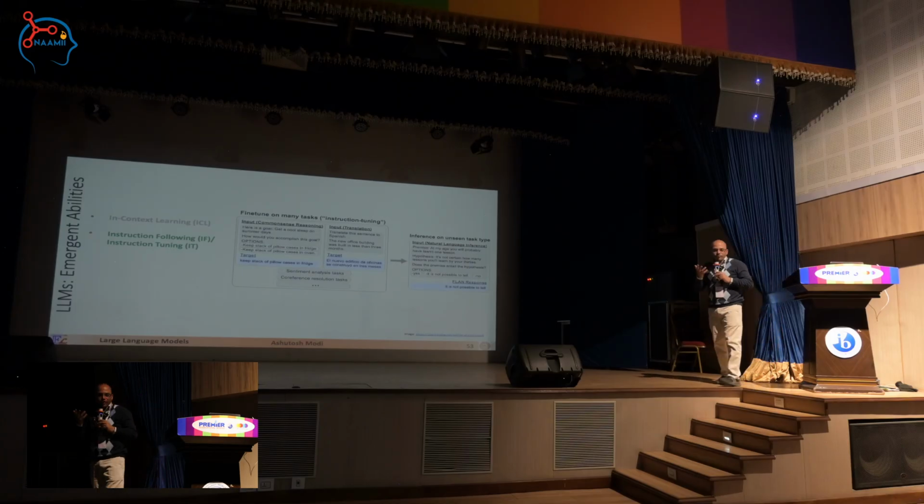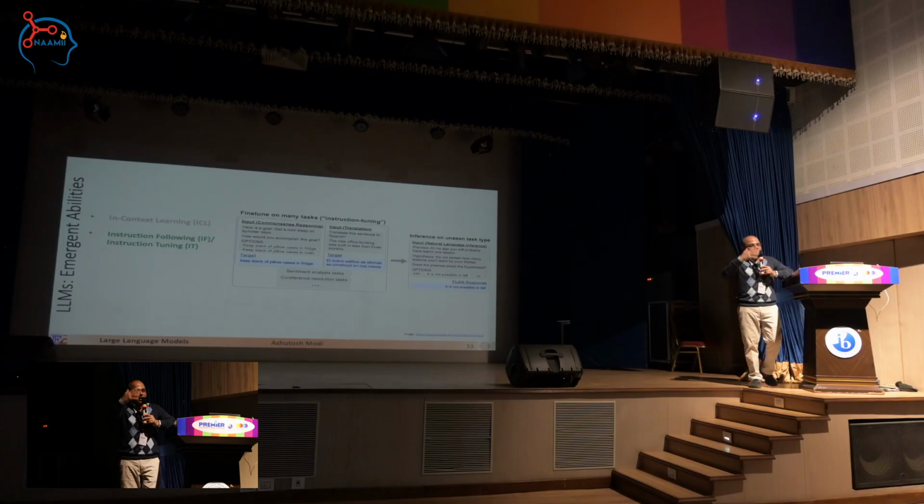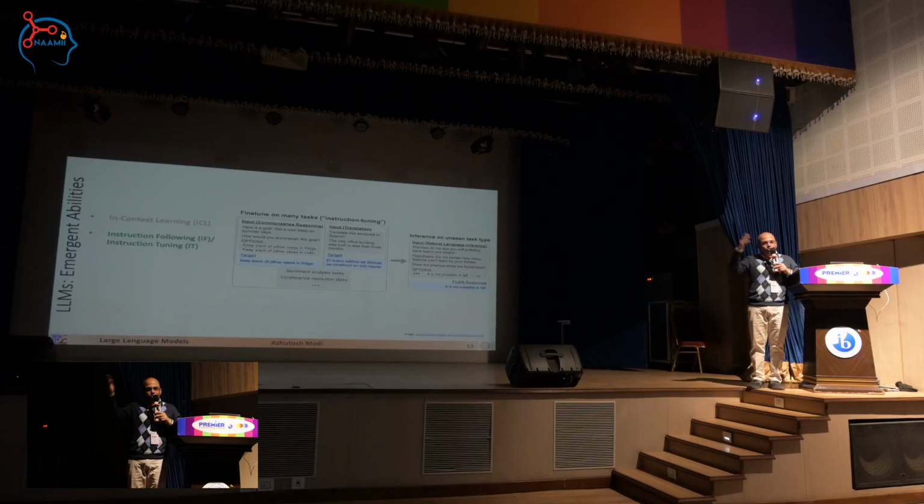I fail to understand why this happens, because you're giving a set of instructions which have nothing to do with what you want to do, but somehow the model learns to do what it was never trained for, right? So this is really surprising.